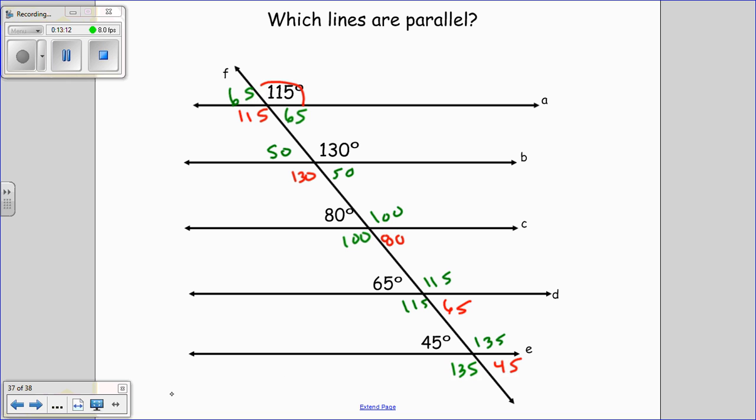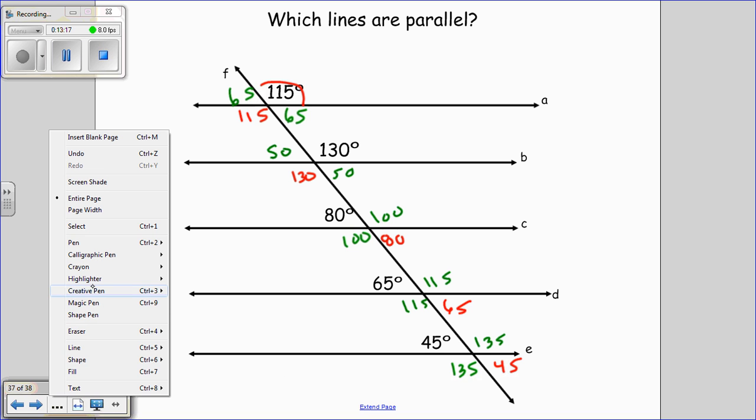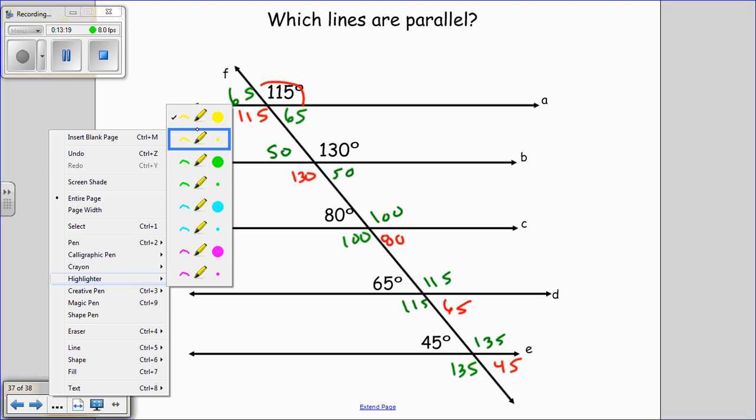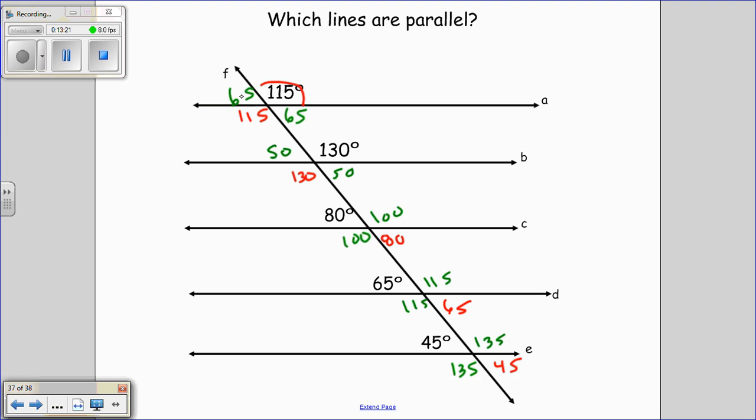So it seems that 65 and 115 repeated itself. So let's go back and highlight those so that they stand out. So here's 65 first, and here it is again repeating itself. So if things are correct, F is the transversal, and line A and line D might possibly be parallel. So let's verify.